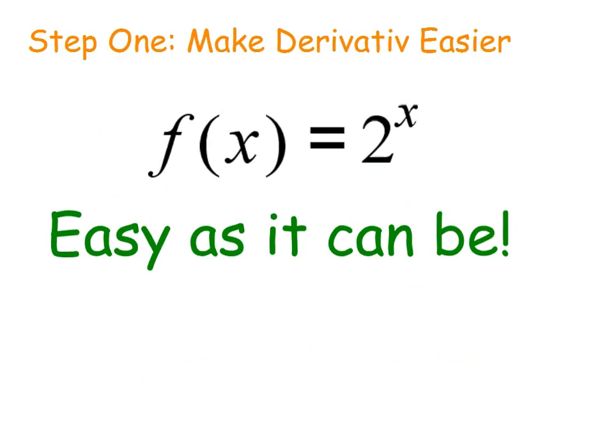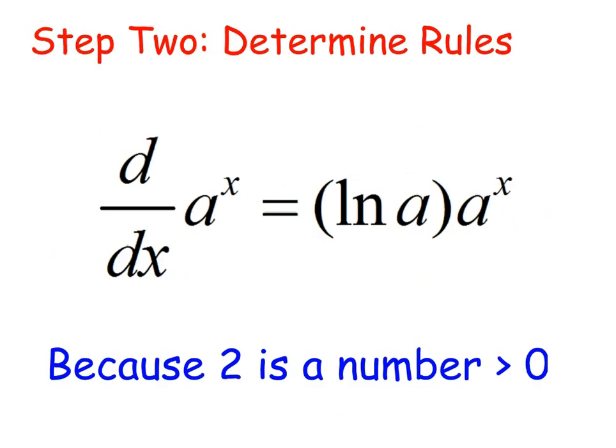All right, first of all, is it in a form that we can understand? Yes, it is, because it has a base and it has an exponent. So the rule we're going to be applying is an exponential rule. There's the rule we're going to use, because it's of the form a to the x. Okay? So basically all you have to do is just plug in 2 for a.